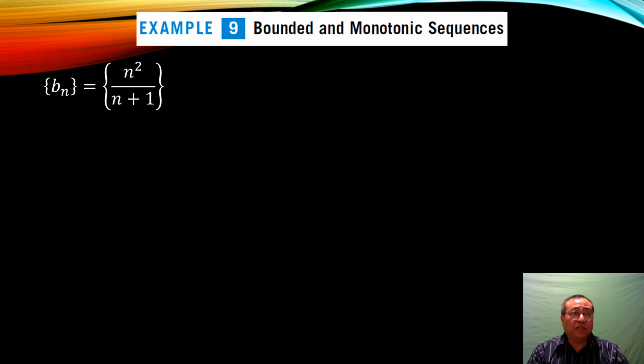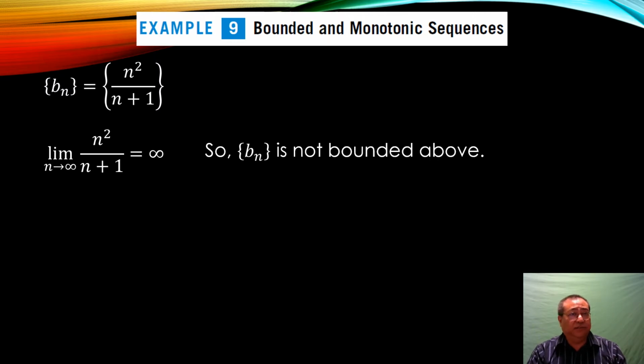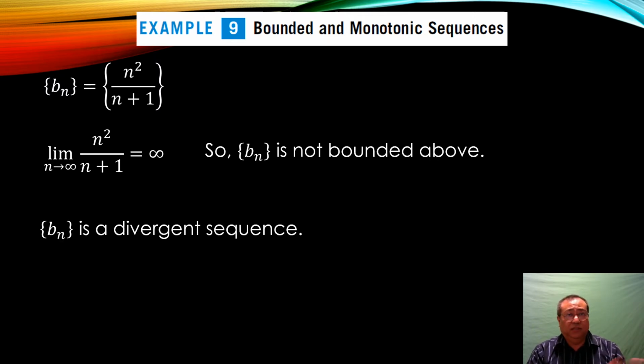All right, let's look at this one. Okay, so this one, if you take the limit as n goes to infinity, well, it's infinity, so it's not bounded above, so it diverges. Right? It's a divergent sequence.